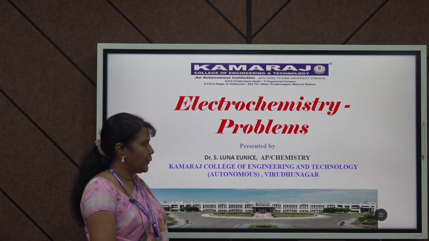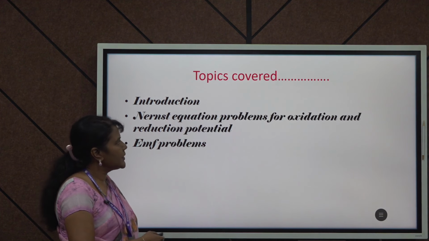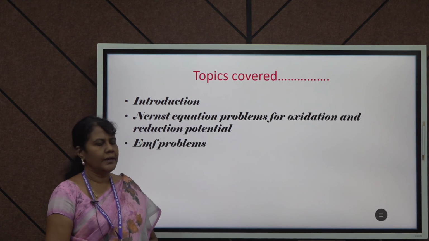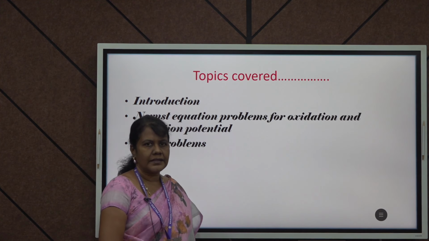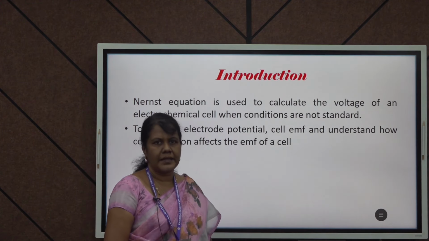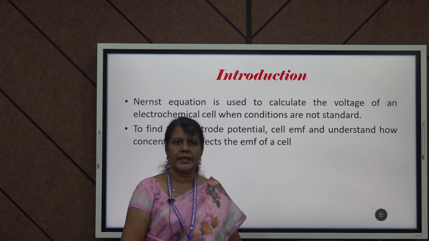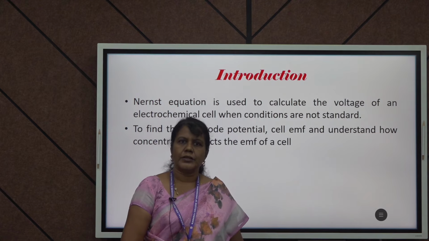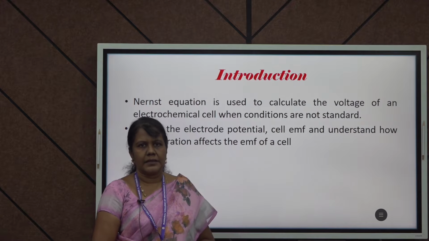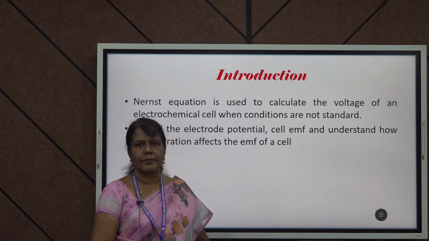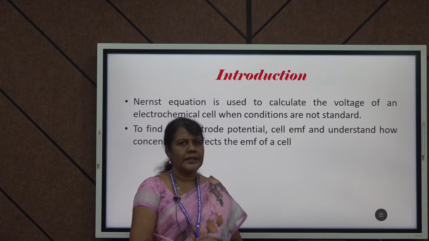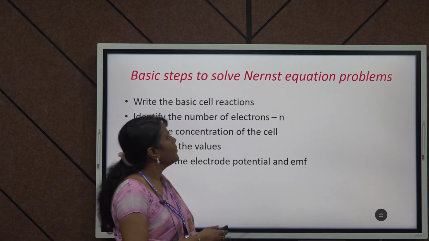So in this video, let's see the introduction and we'll solve a few problems based on electrode potential, oxidation potential as well as reduction potential, and also EMF problems. The Nernst equation plays an important role in the calculation of electrode potential as well as EMF of the cell. These two concepts are very important to understand the electrochemical cell. Generally, depending on the concentration, there will be a variation in electrode potential. So this concept is very important. So let's solve a few problems.